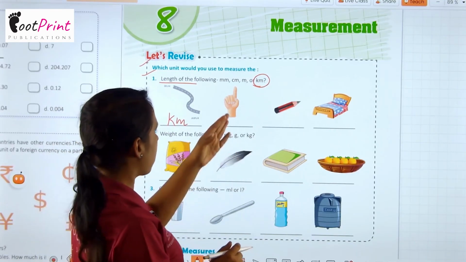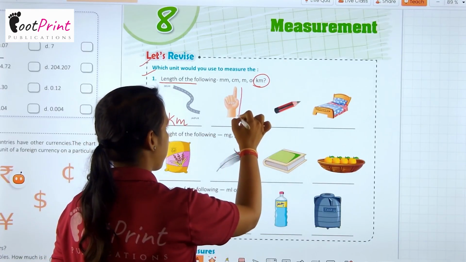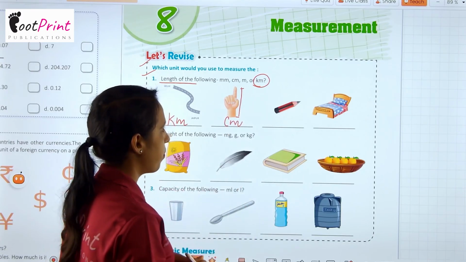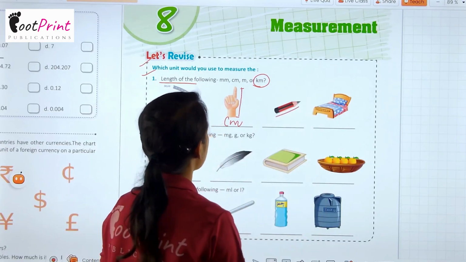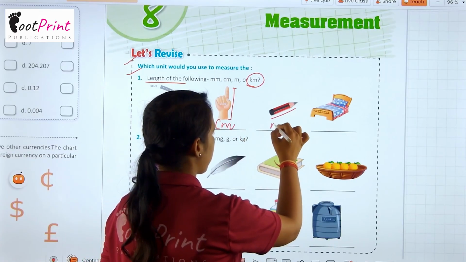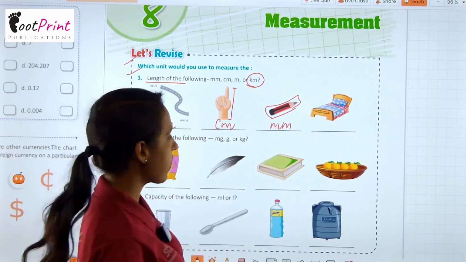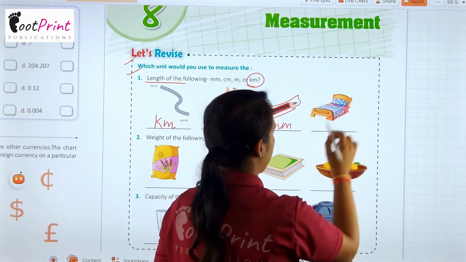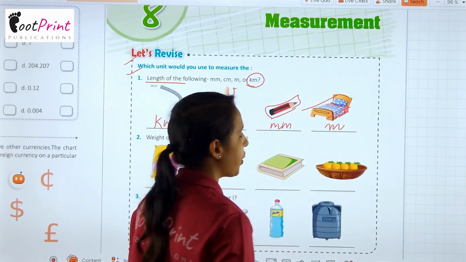Now, the length of our hand. How do we measure the length of this? We can measure it in centimeter. And the pencil is a short length, so we can measure it in millimeter or centimeter. Here we write millimeter because the size of the pencil is short. Here we have a bed, and for measuring the bed we will use the unit meter.